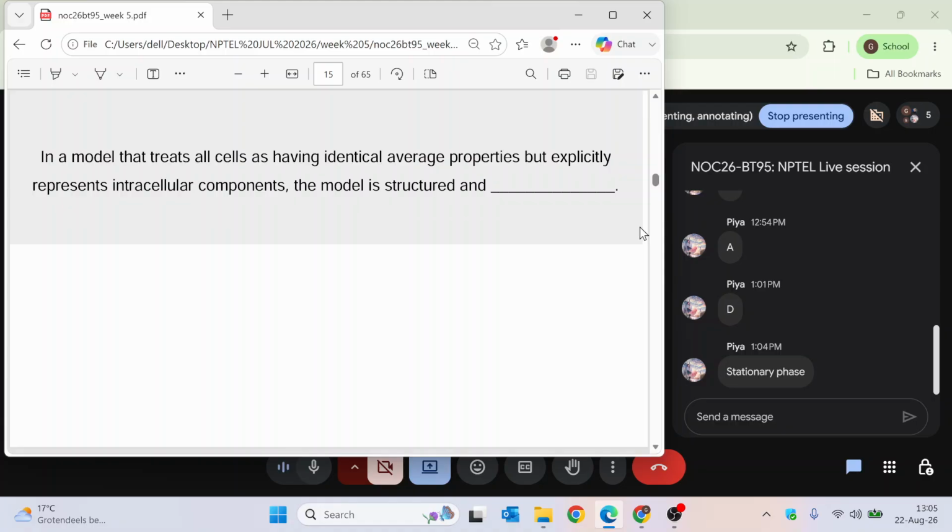Okay, so the next question is, in a model that treats all cells as having identical average properties but explicitly represents intracellular components, the model is structured and dash. You have to just fill in the blank.